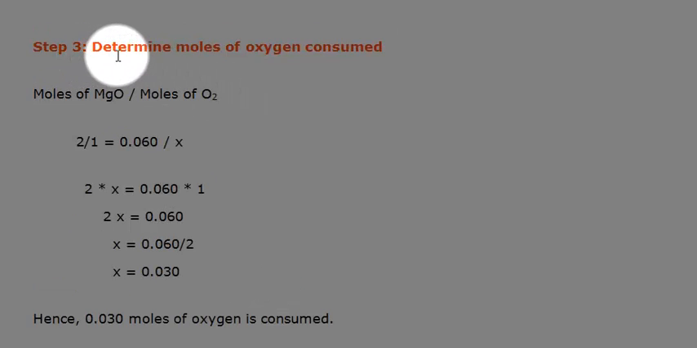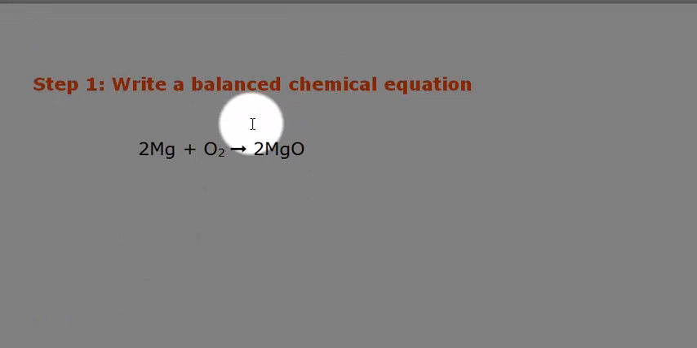Step 3 is to determine moles of oxygen consumed. We need to use a proportion consisting of ratios of moles of magnesium oxide to moles of oxygen. Our first ratio should consist of known values, which we can get from the balanced chemical equation. From the balanced chemical equation, we can see that 1 mole of oxygen produces 2 moles of magnesium oxide.